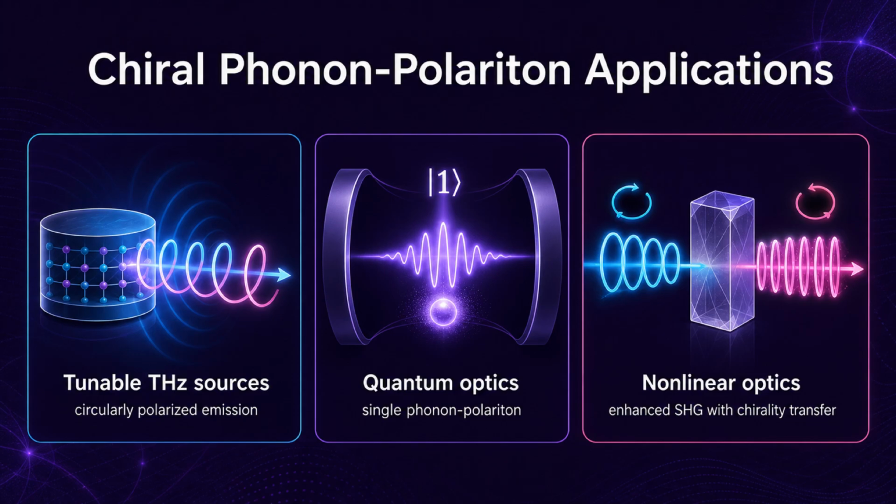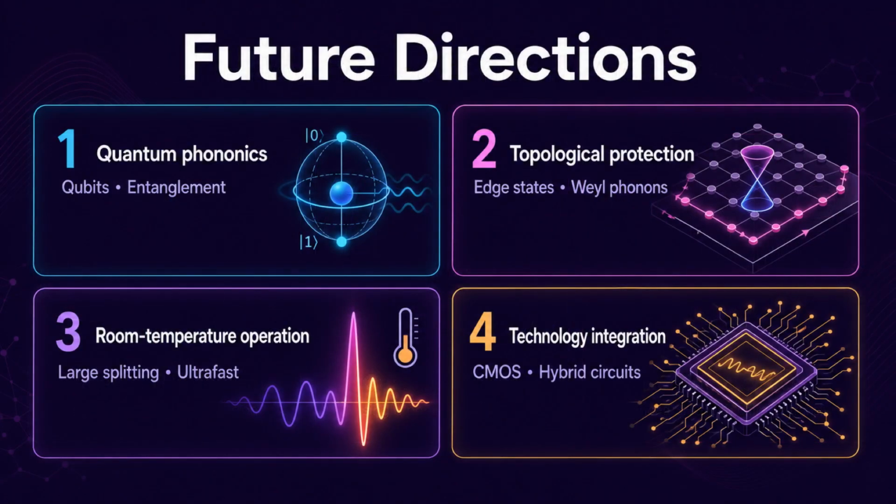Chiral phonon polaritons have several applications. They can serve as tunable THz sources emitting circularly polarized radiation with controllable helicity. In quantum optics, single phonon polariton sources could provide quantum bits for information processing. For nonlinear optics, the combined chirality of phonon and photon enhances second harmonic generation and enables chirality transfer between optical frequencies. Looking to the future, several research directions are promising.